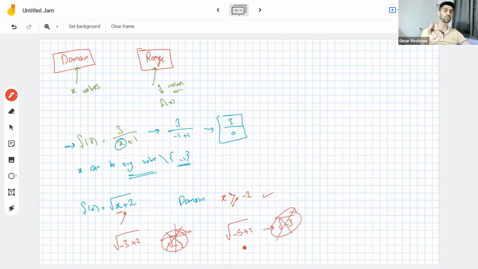But what if I choose any number greater than -2? Let's say that you choose -1. If you choose -1, no problem. Root of -1 plus 2, and the answer is root of 1, and that's okay. You see?